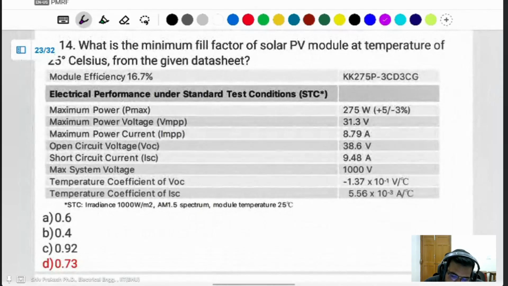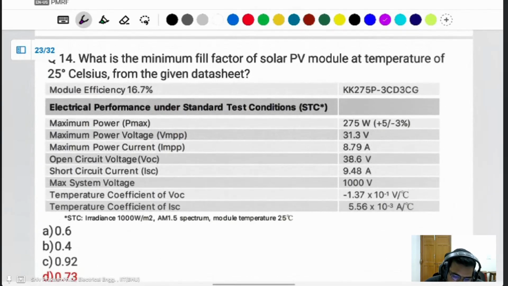What is the minimum fill factor of the solar PV module at a temperature of 25 degrees centigrade from the given data sheet?